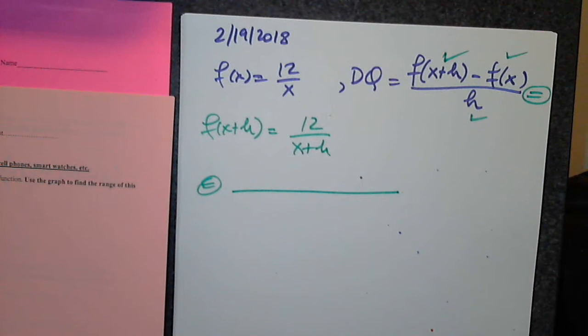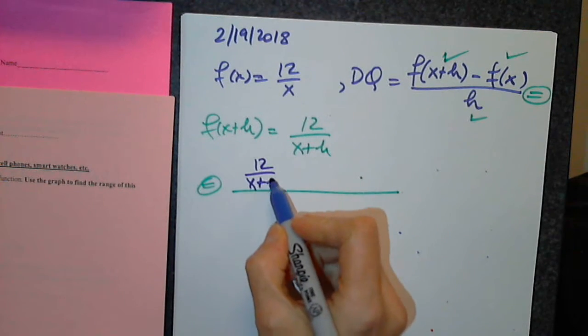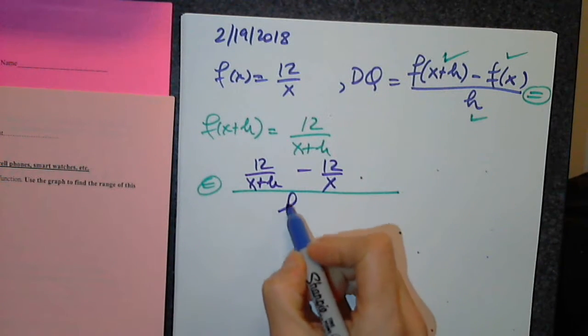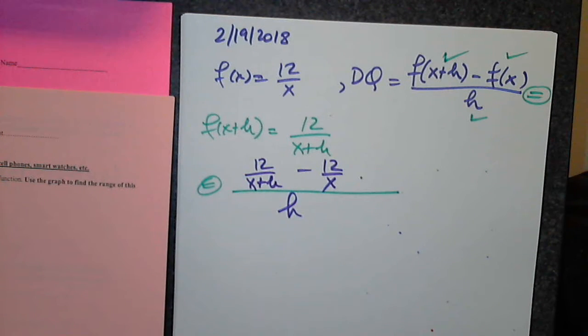Can anyone dictate? Thank you, Susan. It's a very good question. 12 over x plus h minus 12 over x, over h. Do we all agree with this? Okay, now let's look at this expression, because this is not a trivial expression to work with. So what will I have to start with?